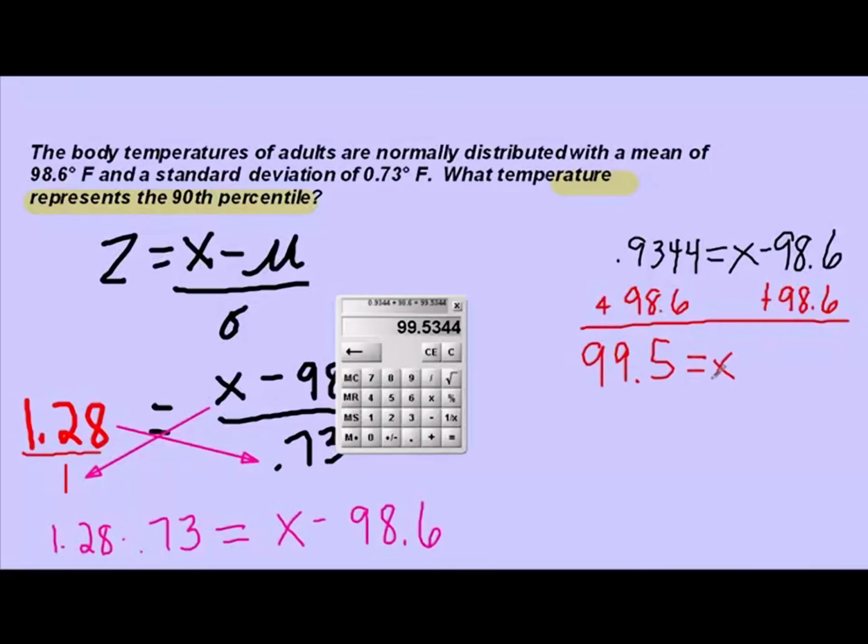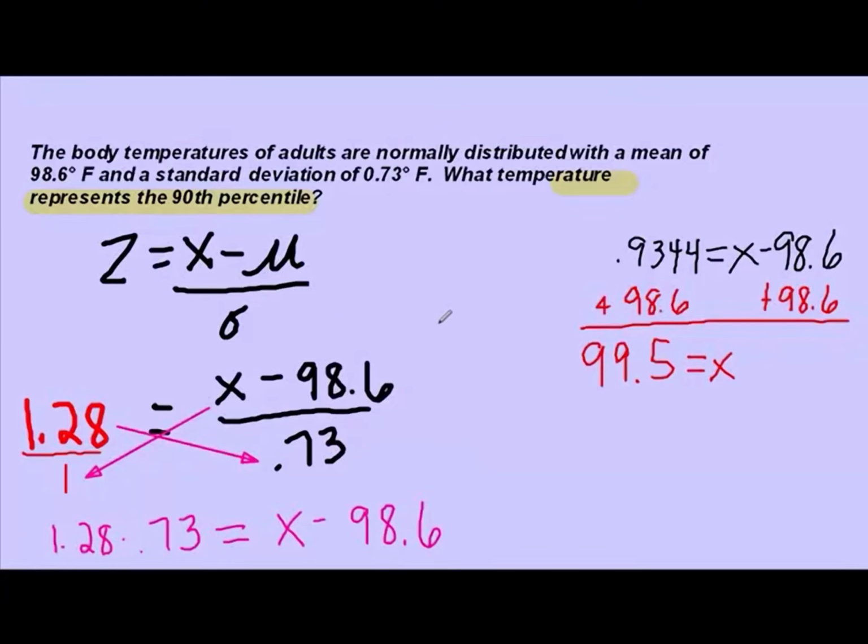equals x. This means that the average body temperature for adults is 98.6. And that's all well and good, but not everybody is that. So if you're in the 90th percentile, what's your body temperature? Body temperature would be 99.5.